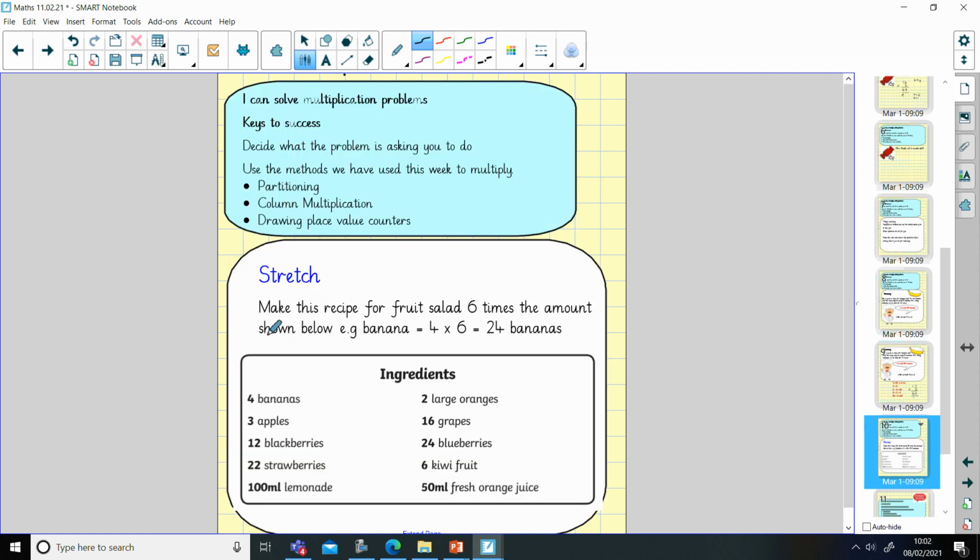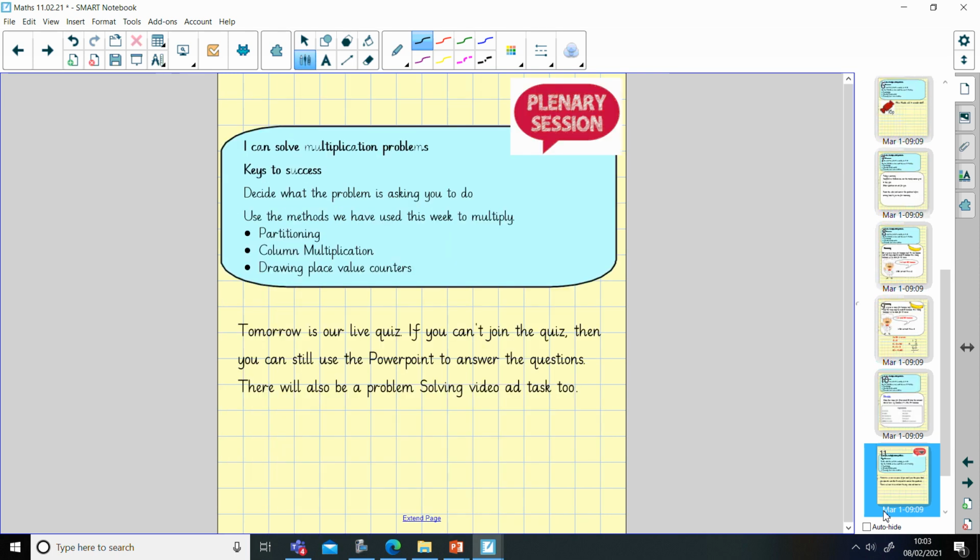Okay, stretch challenge is on the board for you. I've also uploaded that into Teams as well. The answers are uploaded too if you need them. So today we've been solving some multiplication problems using the methods that we've learned this week. Tomorrow is our live quiz. Remember, if you can't join the quiz, the PowerPoint is also uploaded for you, and there's a problem solving video with a task for you to complete as well.